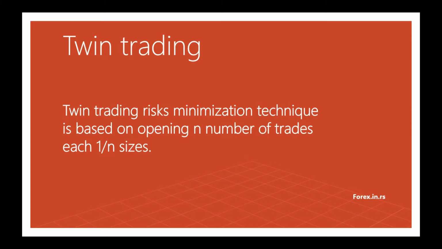So, twin trading risk minimization technique is based on opening n number of trades, each 1/n size. So, what does that mean? Twin trading is very simple. It's just the splitting of your trades. So, if you trade, for example, with 1 lot, you can split your trade as 5 times 2 mini lots, because 5 times 2 mini lots is 1 lot. And then, using 5 trades, you can create some strategy for trading.